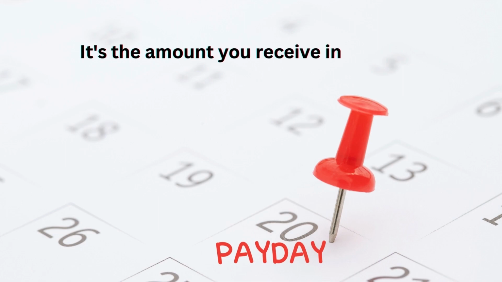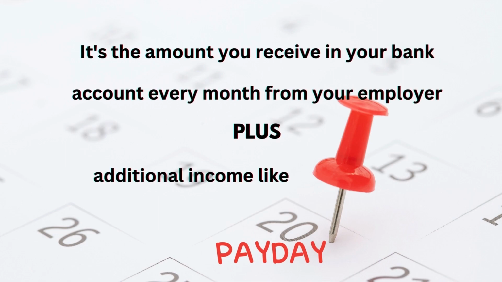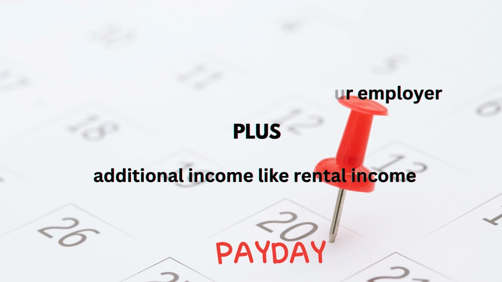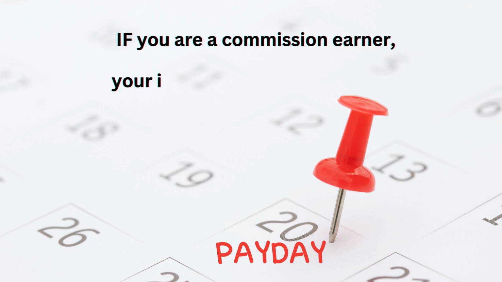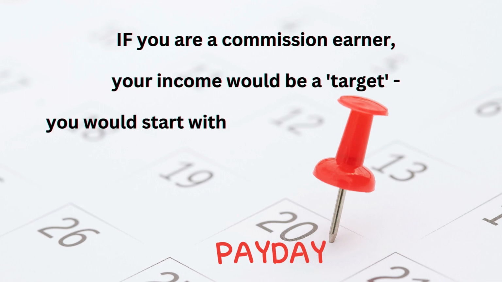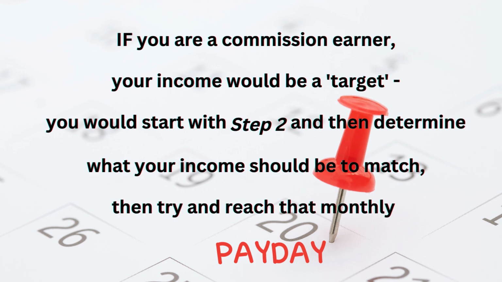It's the amount that you receive in your bank account every month from your employer, plus any additional income like rental income, for instance. If you are a commission earner, your income would be almost like a target. You would therefore start with your expenses, which is in step 2, and then determine what your income should be to match it, and try and reach that income and sales.